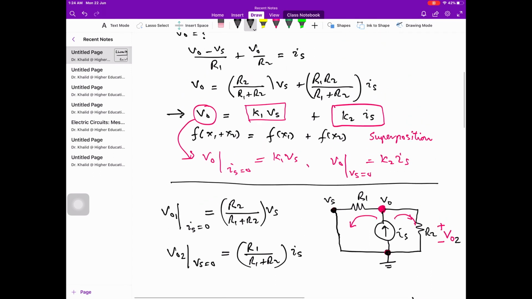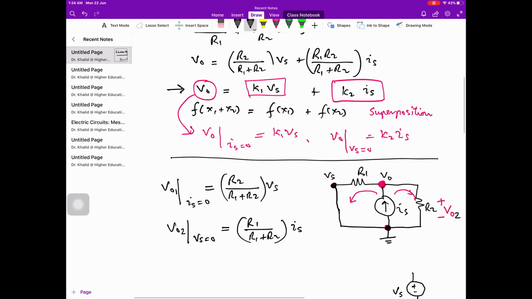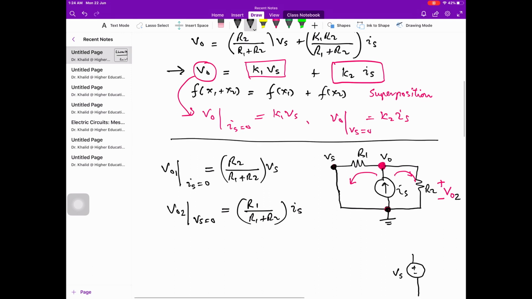So this is the output voltage due to Is. I have to multiply over here. So this is the voltage. In fact, this is the current flowing through R2, and if I multiply the current by R2, this will be the voltage.